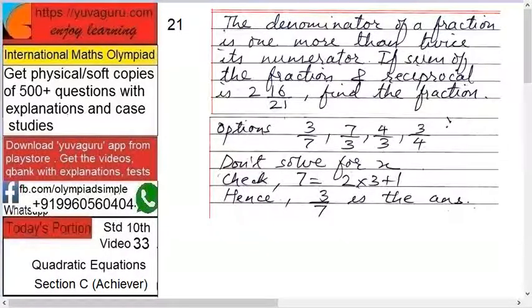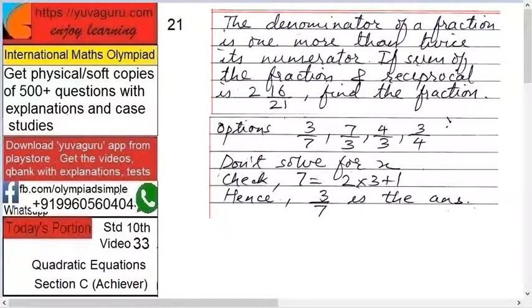Let's start. The denominator of a fraction is 1 more than twice its numerator. If the sum of the fraction and its reciprocal is 2 16/21, find the fraction. The options given are 3 by 7, 7 by 3, 4 by 3 and 3 by 4.